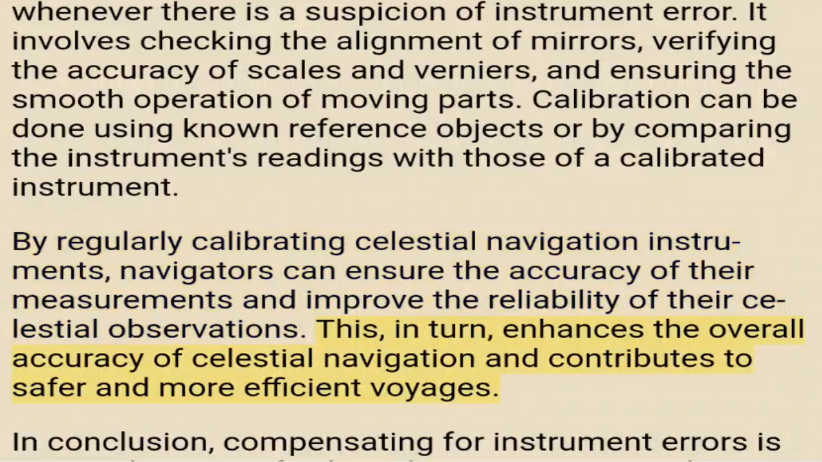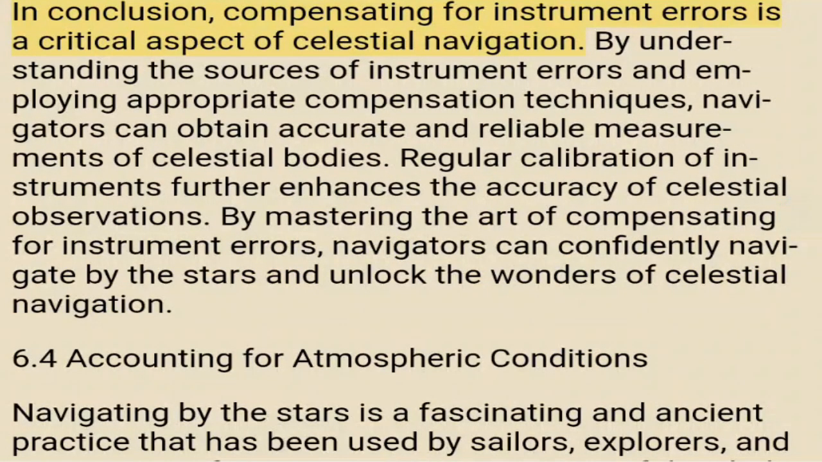In conclusion, compensating for instrument errors is a critical aspect of celestial navigation. By understanding the sources of instrument errors and employing appropriate compensation techniques, navigators can obtain accurate and reliable measurements of celestial bodies. Regular calibration of instruments further enhances the accuracy of celestial observations. By mastering the art of compensating for instrument errors, navigators can confidently navigate by the stars and unlock the wonders of celestial navigation. 6.4 Accounting for atmospheric conditions.